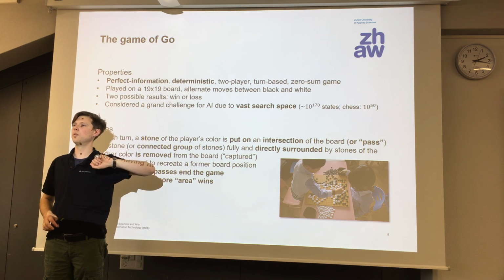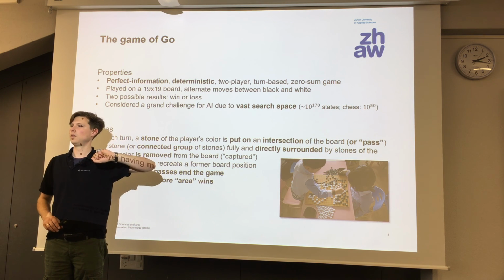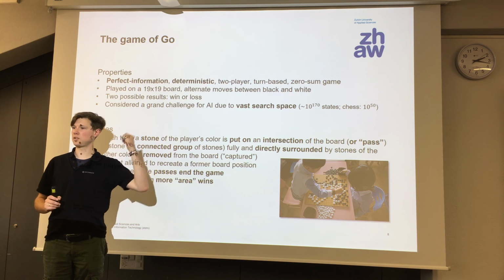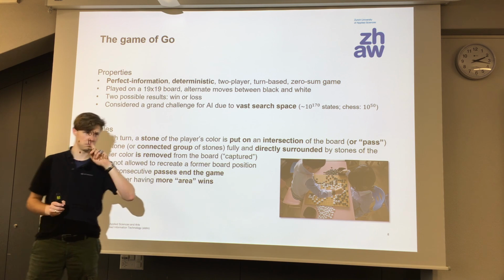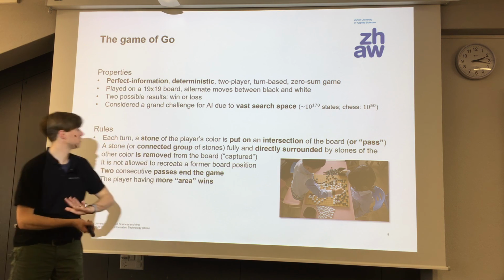Is any Go player here? If I tell you complete bullshit, please correct me. I've just read about it. But it should be more or less correct.